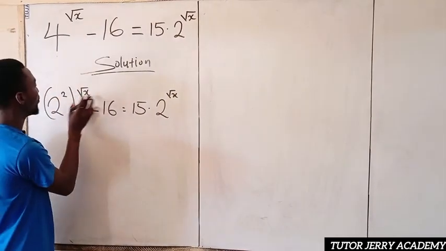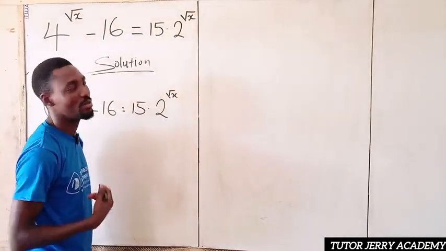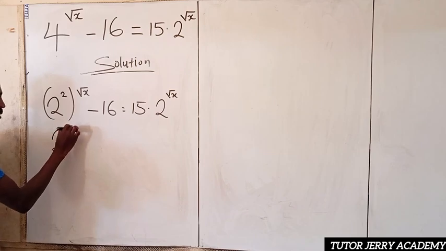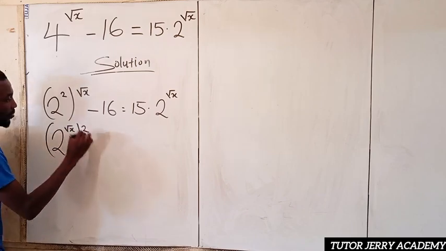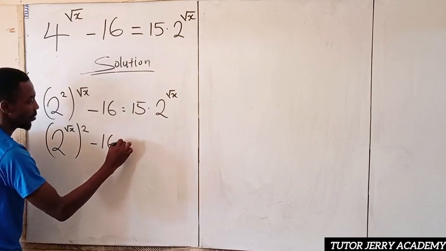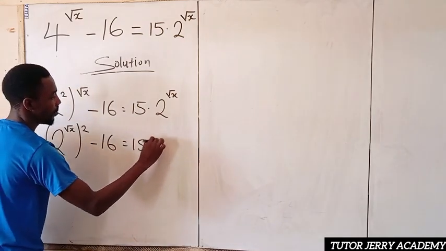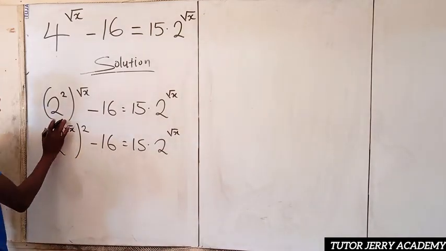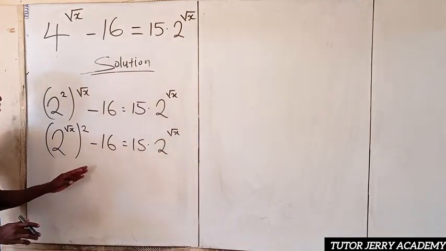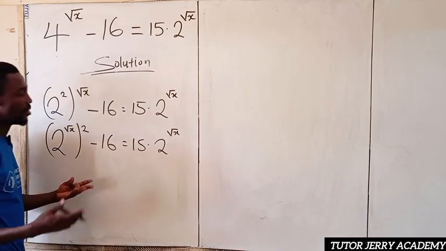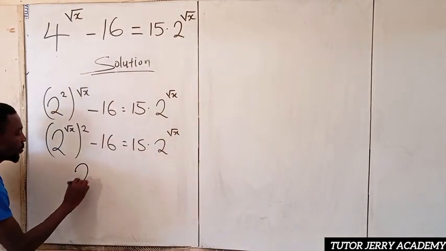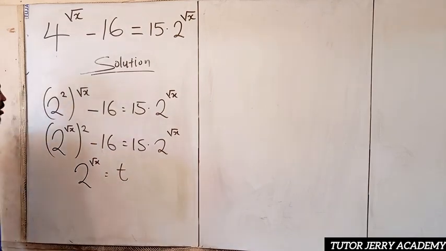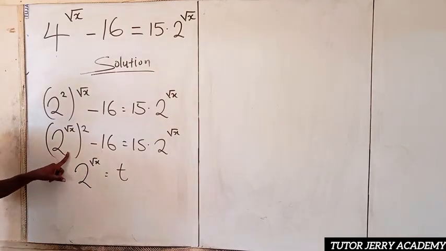we can bring in this root s and take out 2. So we can write this as 2 to the power of root s, everything to the power of 2, minus 16 equals 15 multiplied by 2 to the power of root s. Now that we have 2 to the power of root s, we can replace it with t or p, anything. So let 2 to the power of root s be equal to t. So here we are going to have t squared.